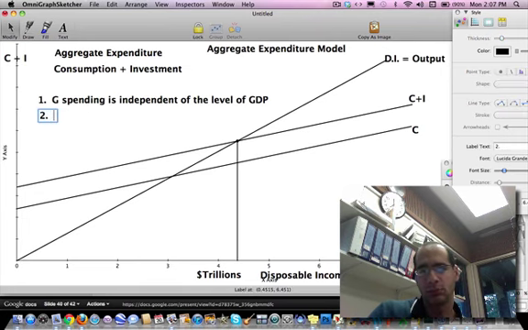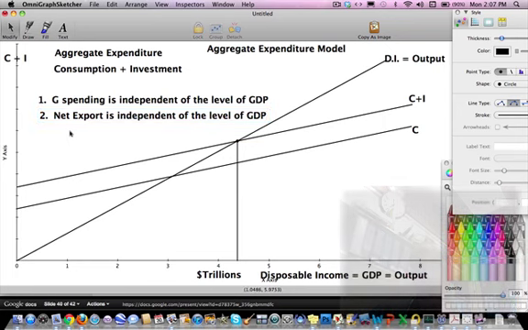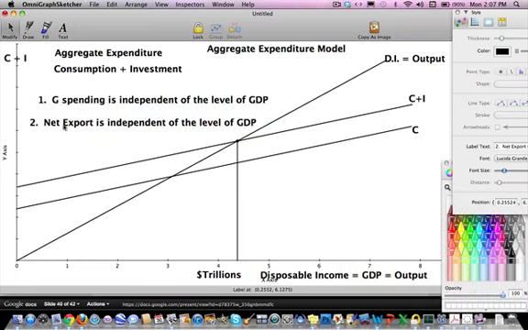Second, we're also going to assume that net export, which is an even grosser assumption, if you will, is also independent of the level of GDP. Now, of course, this is not true in reality, but we are going to simply assume that to make our model a little bit simpler. Okay, so let's see visually what that means.